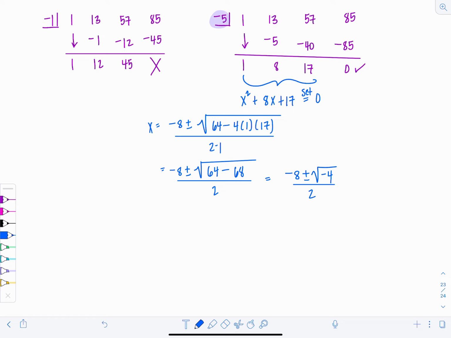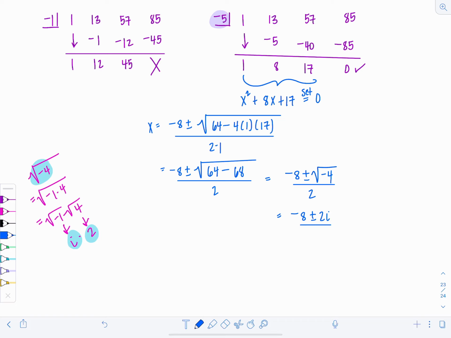And what's the square root of negative 4? It's just 2i, right? So I'll just remind you, square root of negative 4, think of it as square root of negative 1 times 4. So you write that as square root of negative 1, square root of 4. That's i, that's 2. So I just think to myself, take the square root the way you normally would and slap an i on there, right? Then you get 2i. Okay, so negative 8 plus or minus 2i over 2.